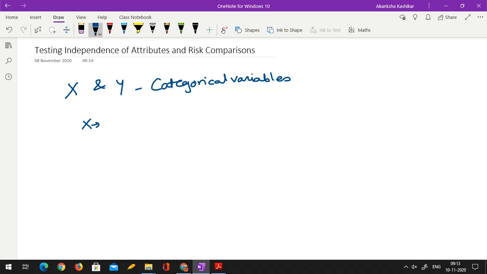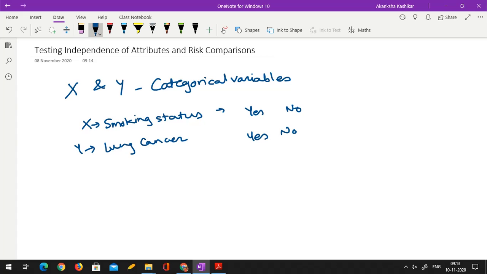So a typical example that is given in this study is x is smoking status, whether a person smokes or not, and y, say, whether a person gets lung cancer or not. Okay, so there are two categories, yes and no, for both these variables, and we want to see whether being a smoker increases the chances of lung cancer. Such studies can be done via the chi-square test for independence of attributes.